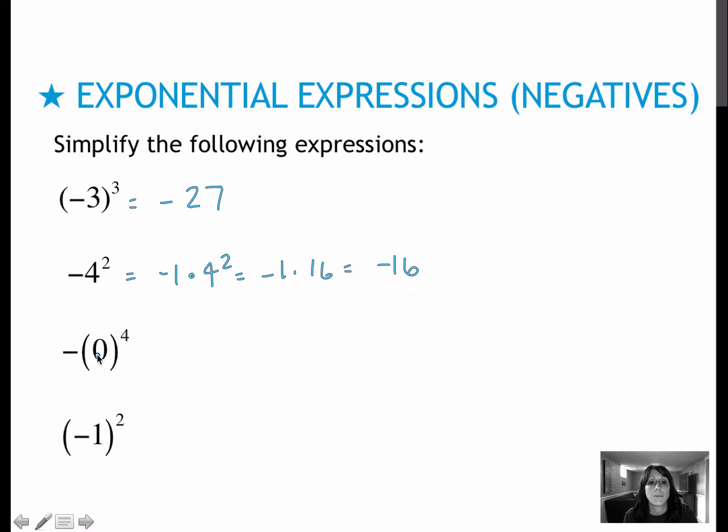For my third example, 0 to the 4th is just 0, because 0 times itself 4 times, it doesn't matter how many times we multiply it, it's still 0. And there is no such thing as -0, and so my solution is 0. And the last one, (-1) times (-1), two negatives make a positive, so +1 is my result.